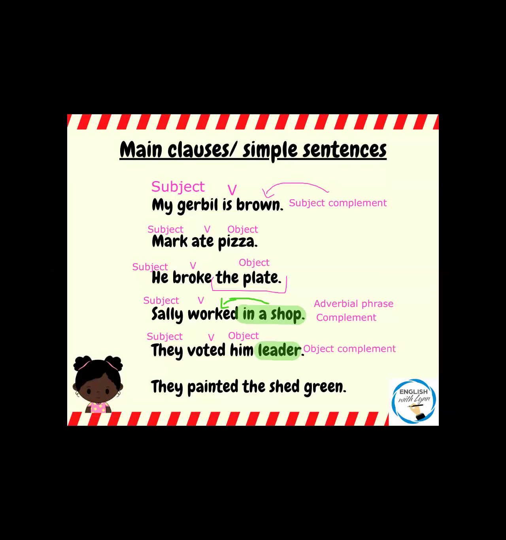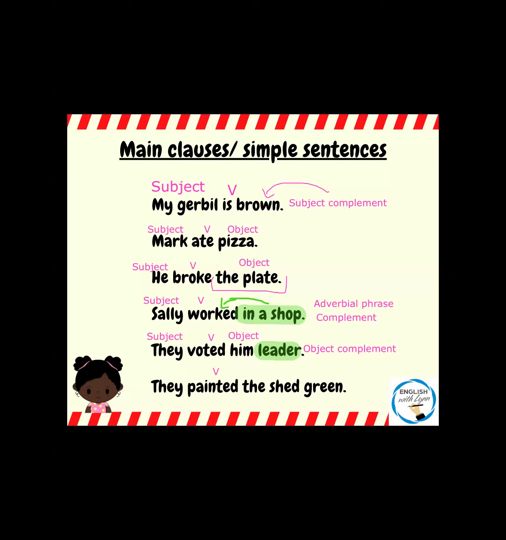And then the last sentence, it has quite a lot going on in it. So we've got, they painted the shed green. Now, I can see straight away, painted, it's an action verb, it's what they are doing. So I know that that is the verb. And it follows the same structure as the sentence above. My subject is they. They are the people that are painting.